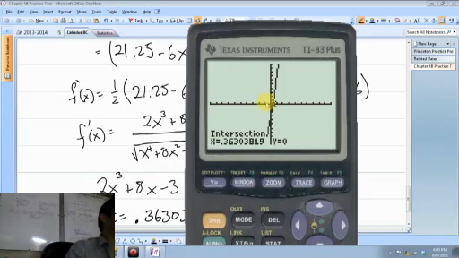You would use this instead of the solver if there are multiple points of intersection. Remember what I said when we first started solver? I said solver only gives you one point of intersection.